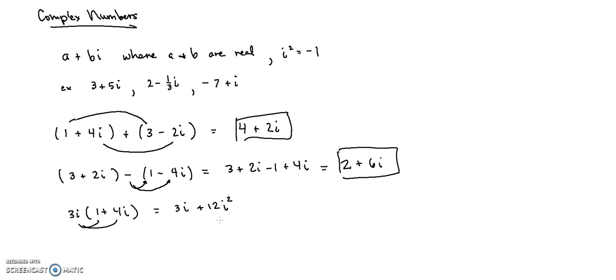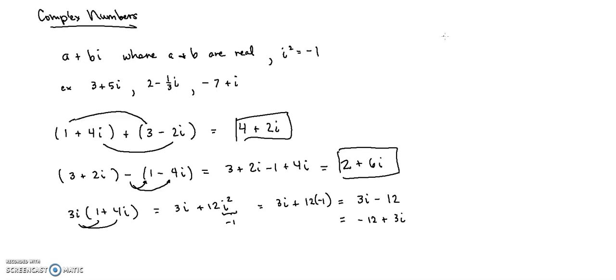Okay, so we distribute. Now this isn't in the right form because remember we always get to a plus bi. This is where you have to remember that i squared is negative 1. So we get 3i plus 12 times negative 1. So that would be 3i minus 12. Now here the terms are reversed. That's totally fine. If you want to reverse them the other way, that's okay too. As long as you get down to the real term and the imaginary term, that's the important part right there.